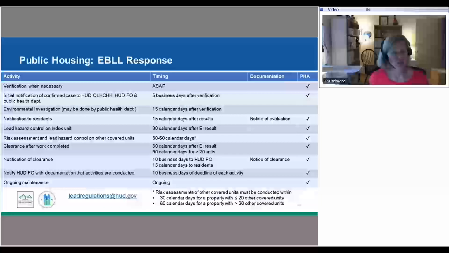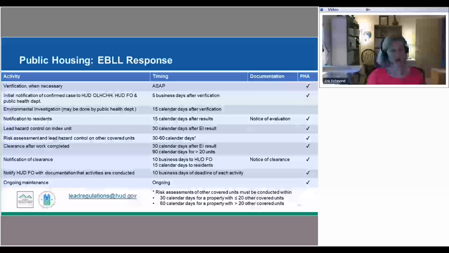So this chart, if you come to my other training on EBLL, we will spend 2 to 3 hours going through this, and I'm going to spend just a couple minutes at a high level, but come to the other training and we'll go into a lot more detail about EBLL. But how do we start? Well, first we need to find out that a child with an elevated blood lead level is living in one of our units. There's a number of different ways that can happen.